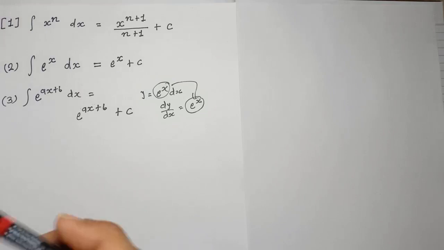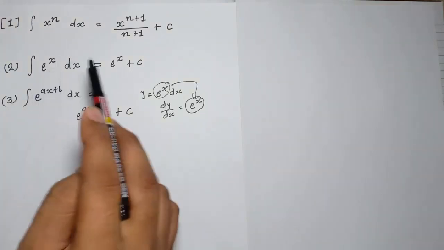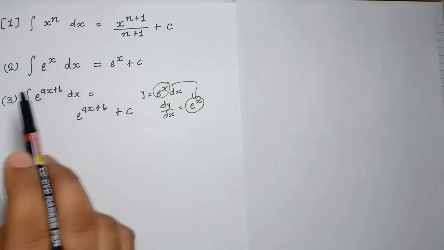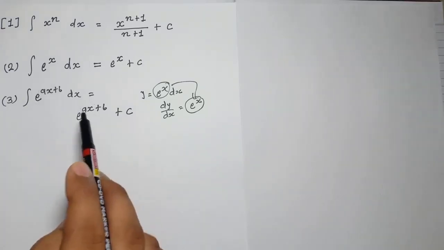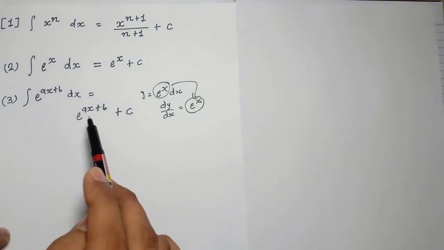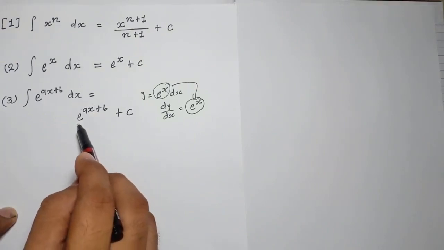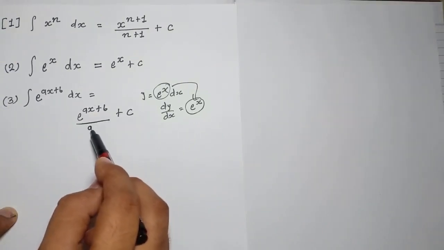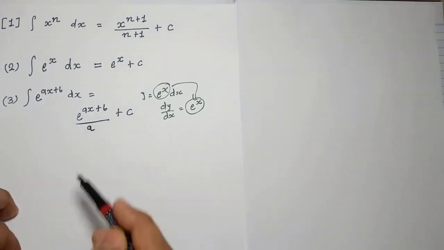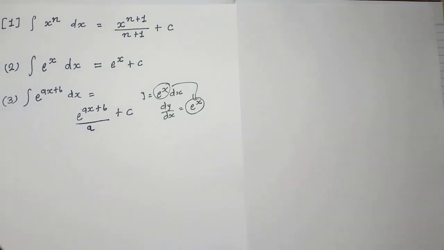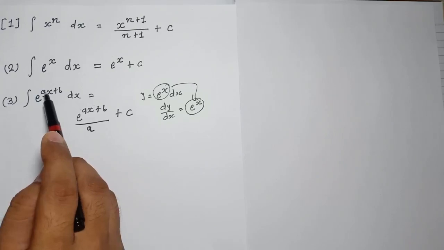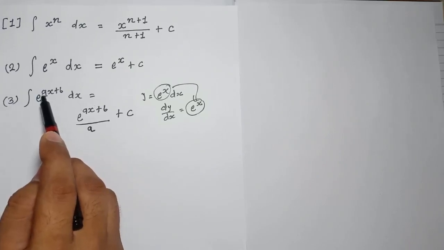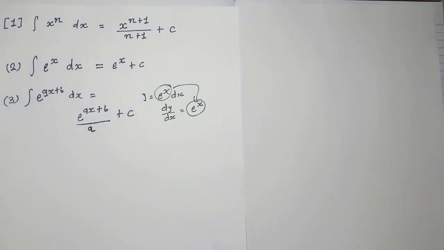So what is the integration of e raised to x? It was e raised to x as it is. What is the integration of e raised to ax plus b? Same, but it is not completed. Here one more point: we have to divide by a. The rule says that if any number is multiplied with x, that multiplier has to be taken in division.